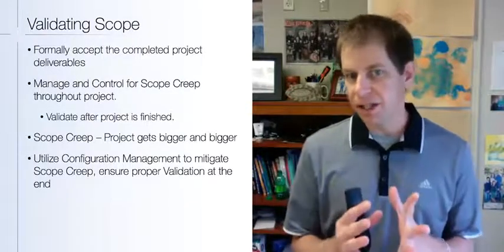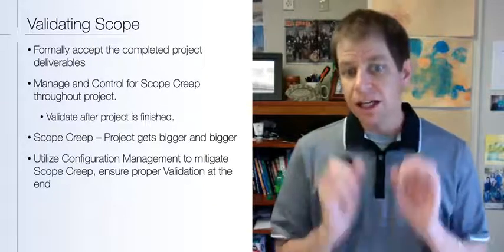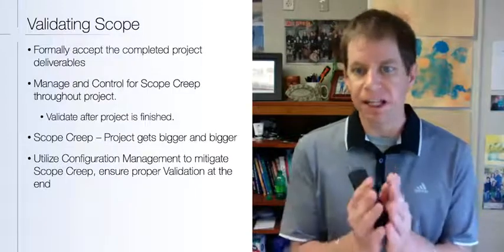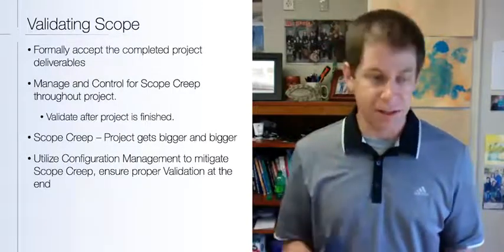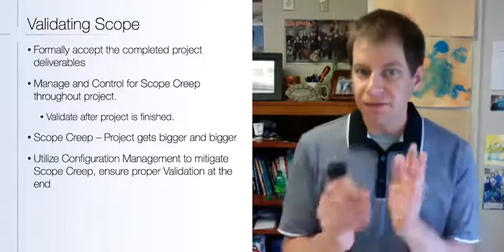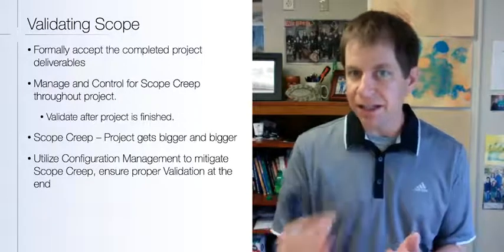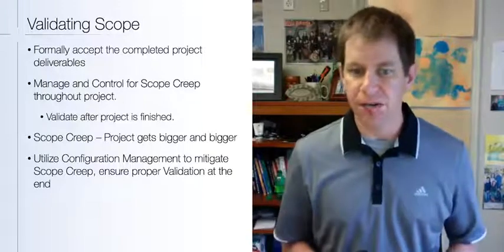It's not something that you can really do throughout the life of a project. If you don't control for scope creep, then the project can get bigger and bigger. And when it comes time to validate scope, you might realize that we did a lot of work that they didn't want or that we shouldn't have done. So validating scope is really important because you need to make sure that at the end of the day, the work that was done on the project is the work that should have been done on a project.